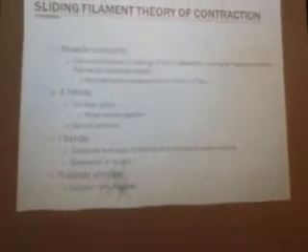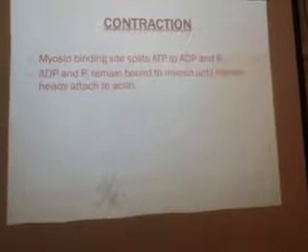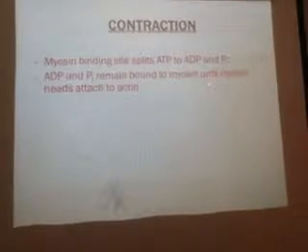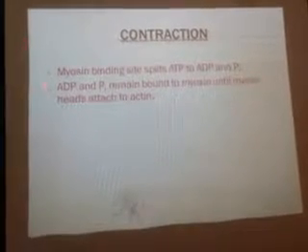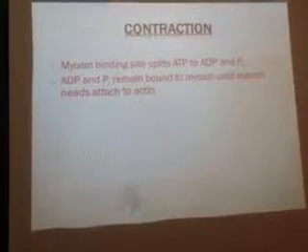How does this occur? I will explain. First, before contraction, the myosin binding site splits ATP into ADP and inorganic phosphate. This is the first step. Then ADP and inorganic phosphate remain bound to the myosin until the myosin has attached to the actin. Till that time they remain bound.